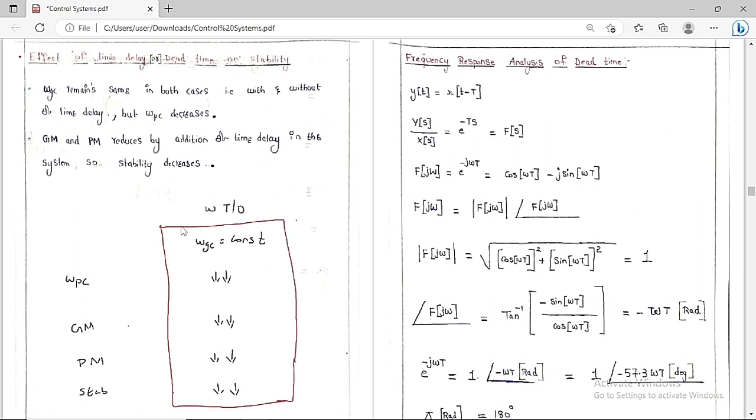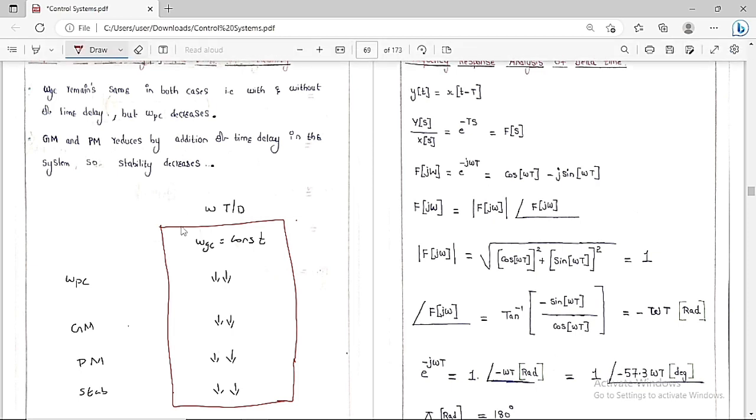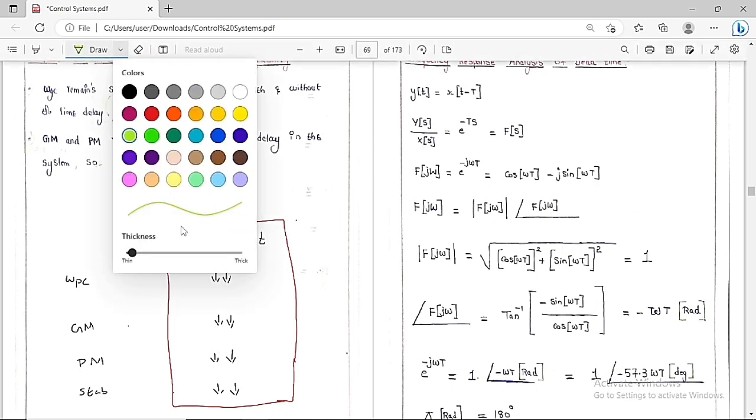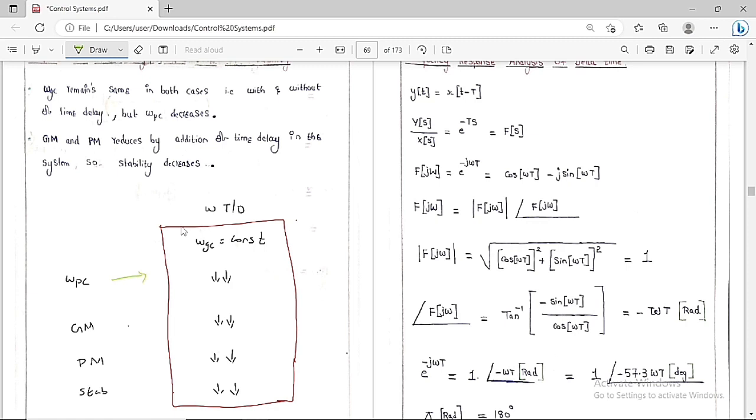So with the time delay, what are the things that are going to happen? Let me show you with a small picture. This is the omega PC, and this is GM, and this is phase margin, and this is the stability. Let me draw here. So this is the picture. Now let me remove this part so that we can easily see the picture I am trying to tell you. Therefore, with the time delay, what is going to happen?